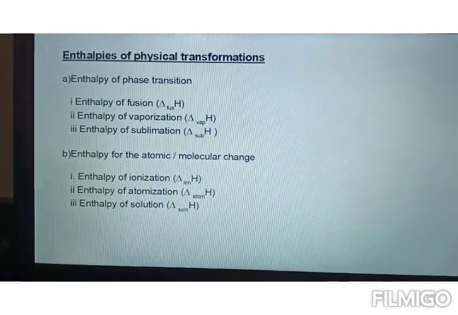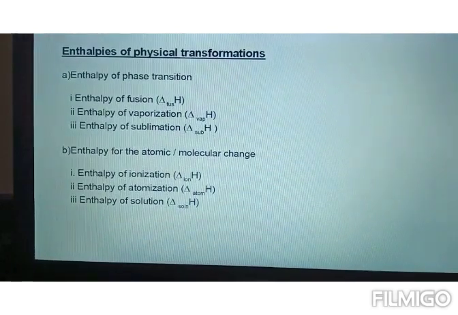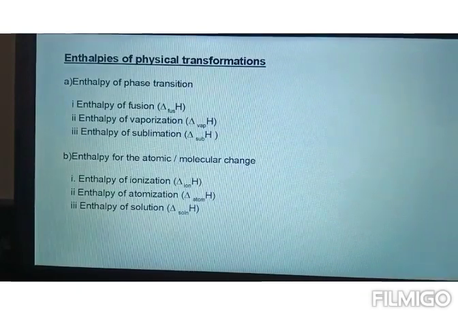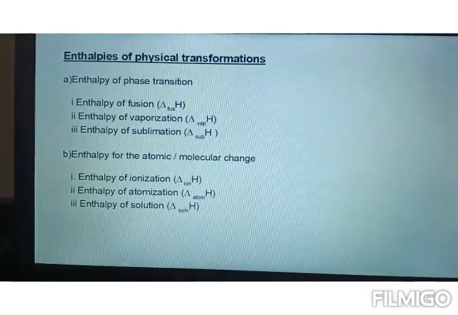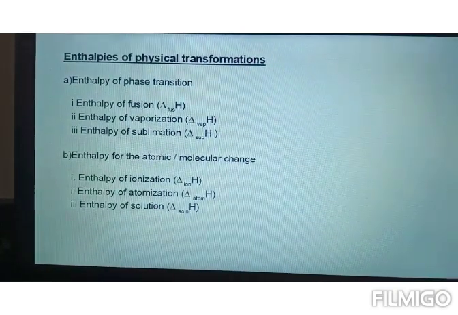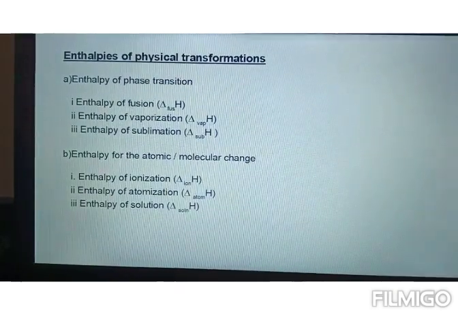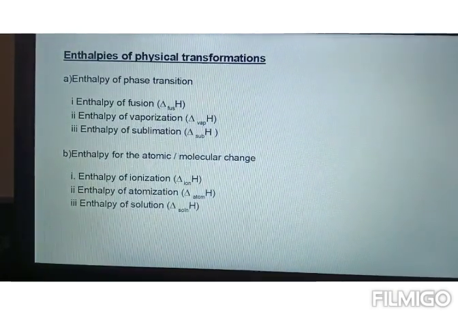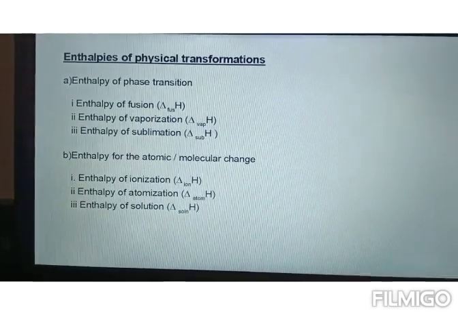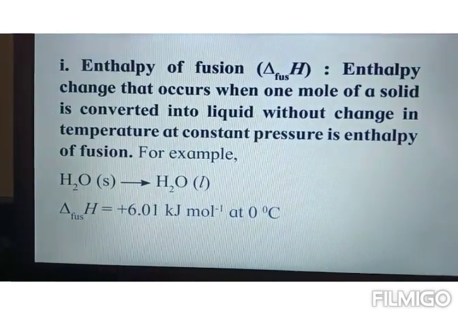Then second is enthalpy for atomic or molecular change. Atoms come together to form molecules, or molecules break down to form atoms. During this type of change, whatever enthalpy change is associated is known as enthalpy for atomic or molecular change. Here again we have three types of enthalpies: enthalpy of ionization, enthalpy of atomization, and enthalpy of solution. Now let us see first enthalpy of fusion.